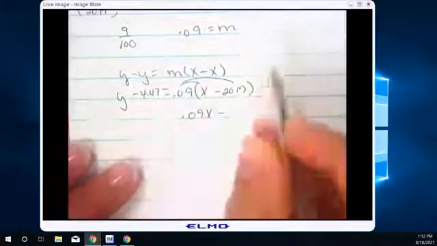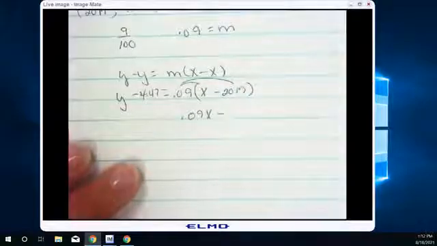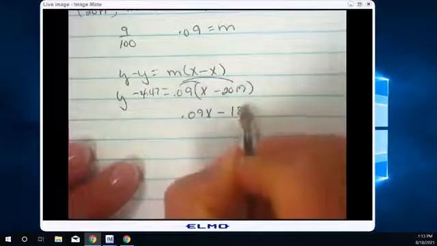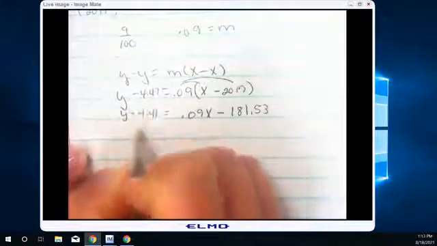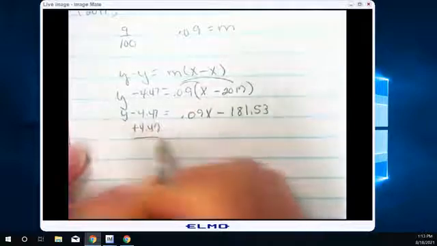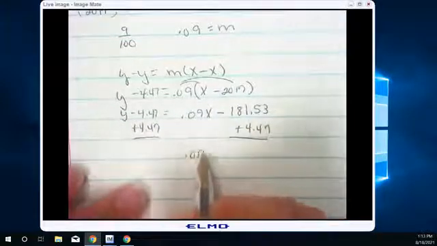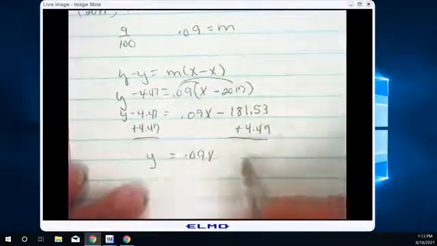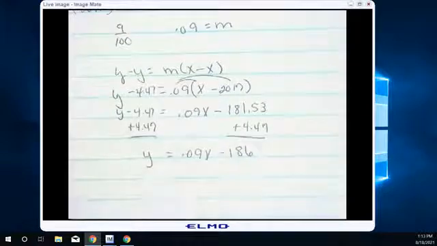Okay, I'm going to go ahead and distribute the 0.09. 0.09x minus 2017 times 0.09 is 181.53. I'm going to add 4.47. 0.09x equals y.